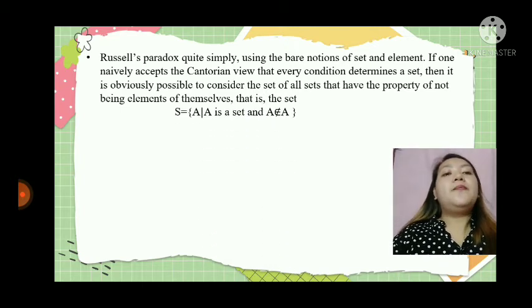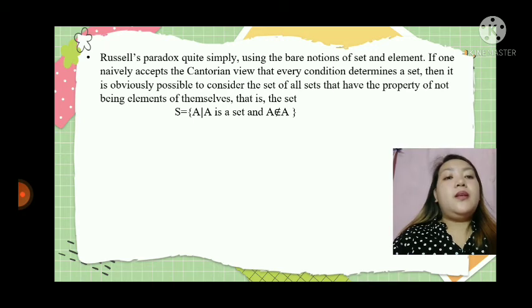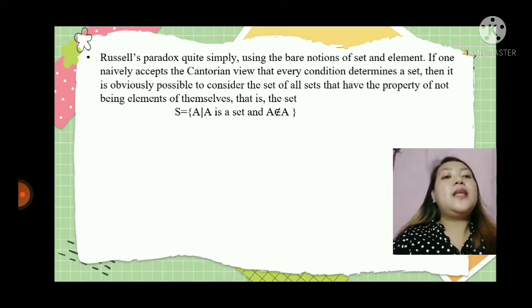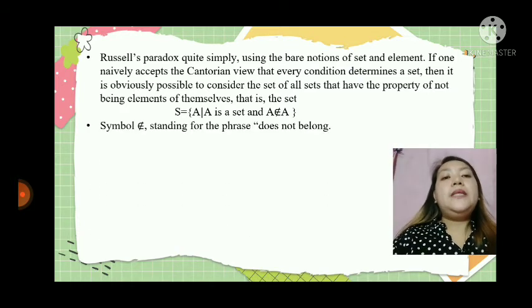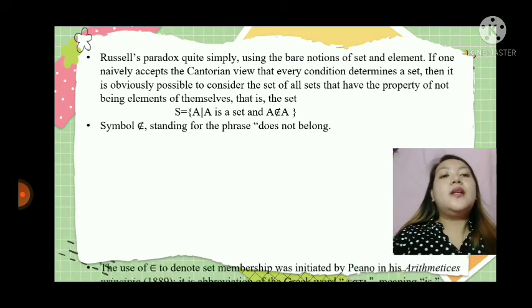That is, the set S is the set of all A such that A is a set and A is not an element of A, the symbol ∉ standing for the phrase "does not belong to".